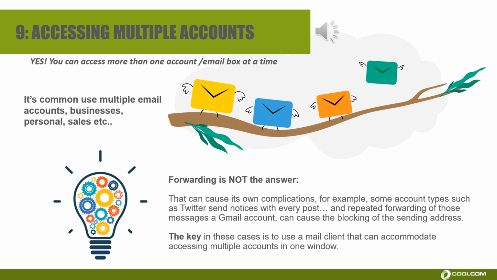It's certainly common to use multiple email accounts. There's business email, personal email, sales email. There's all kinds of addresses we may have accumulated over the last several years that we want to continue to check. But people forwarding email is not the answer. It can cause its own complications. For example, some account types such as Twitter send notices with every post, and repeated forwarding of those messages to, for instance, a Gmail account can cause Gmail to block the sending address. So now suddenly your main email address is blocked by Gmail thanks to Twitter.